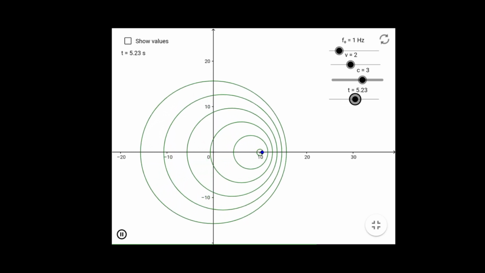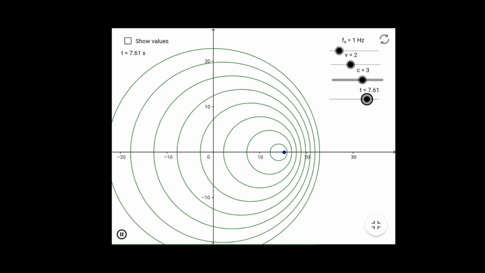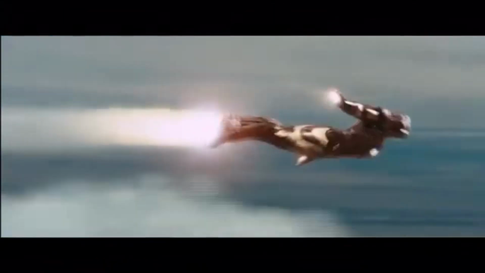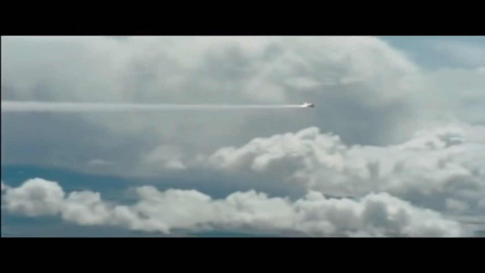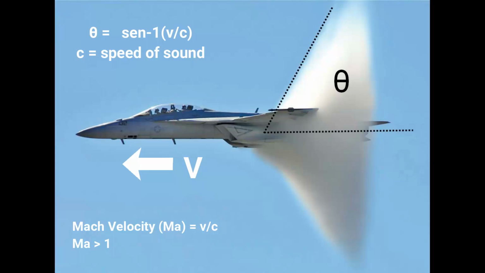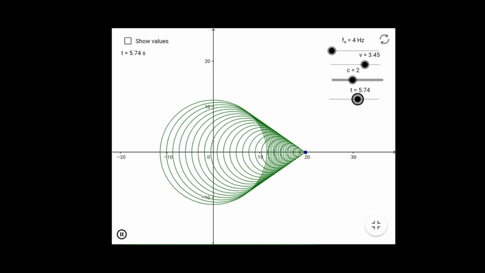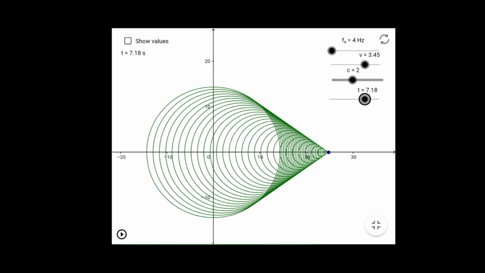Something very interesting happens when the velocity of an object exceeds the speed of sound, which is 343 meters per second. When something breaks the sound barrier, it creates a sonic boom, and the air forms a Mach cone. We can calculate the angle and the Mach velocity. We can see how the waves end up behind the source.